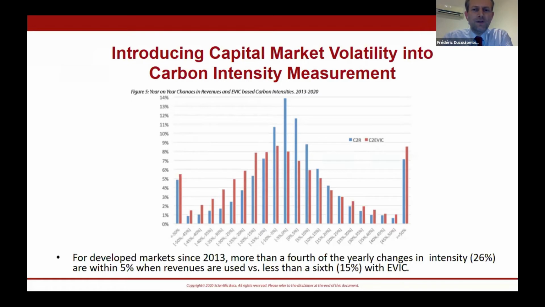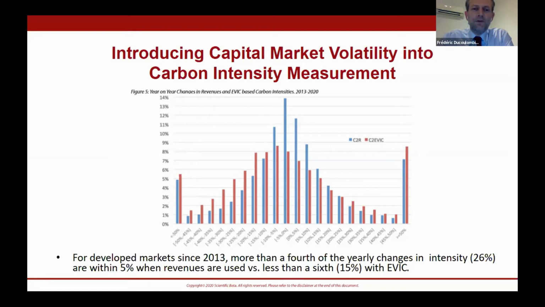So you see them as a distribution, and what you see clearly is that there is a spike in the middle for carbon to revenues. The density of carbon to revenues is much more at the center than it is for carbon to enterprise value. So more than a fourth of the yearly changes in intensity, if you measure by revenues, are within 5% difference year on year. So the change in carbon intensity when you measure against revenues is 1/4 of the time within plus or minus 5%. But if you measure relative to enterprise value, it's only a sixth of the companies that are narrowly around 0, plus 5% or minus 5%.